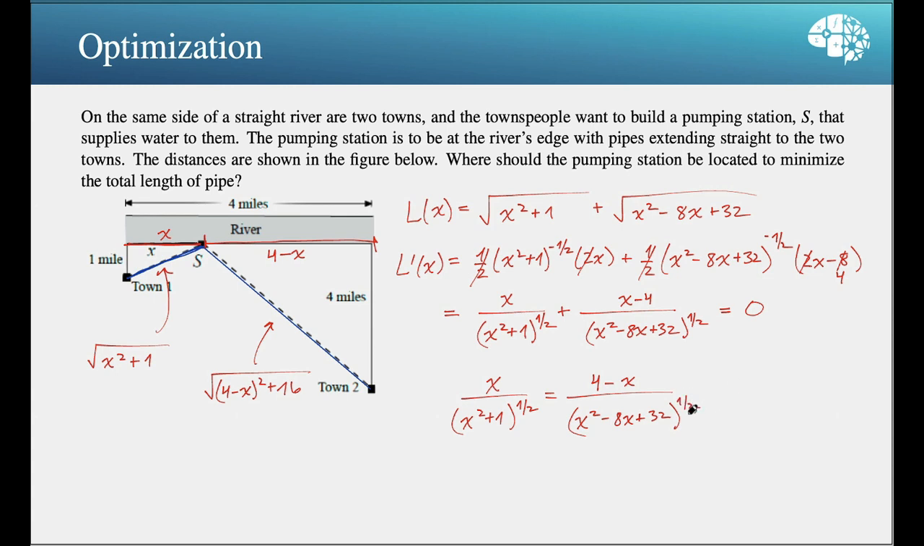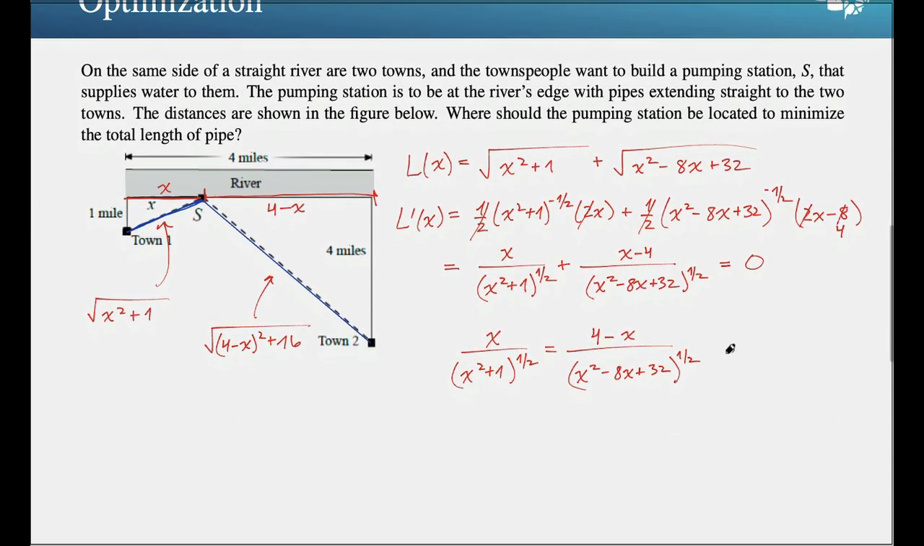Okay, I want to point out real quick that x is a positive value, and so is 4 minus x. Clearly, I'm going to place the station to minimize the length of the pipe somewhere in between the two towns. So these are both positive values. I'm going to go ahead and square both sides here to get rid of this 1/2 power. And that gives me x squared over (x squared plus 1) equals, now squaring 4 minus x gives me 16 minus 8x plus x squared, and then over that whole thing, x squared minus 8x plus 32.